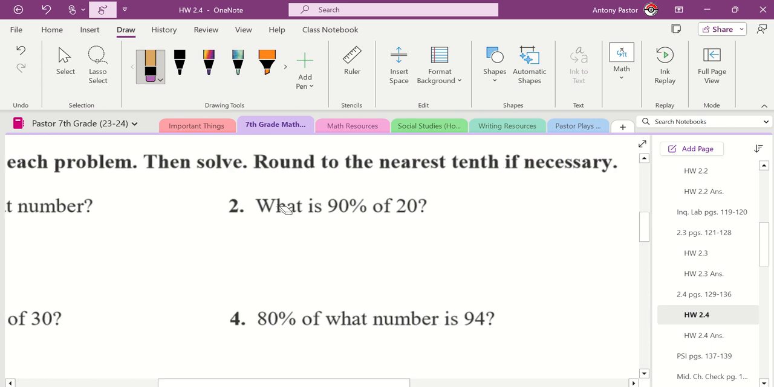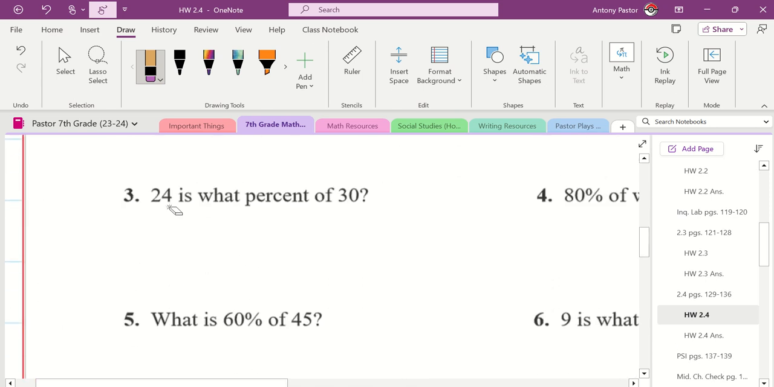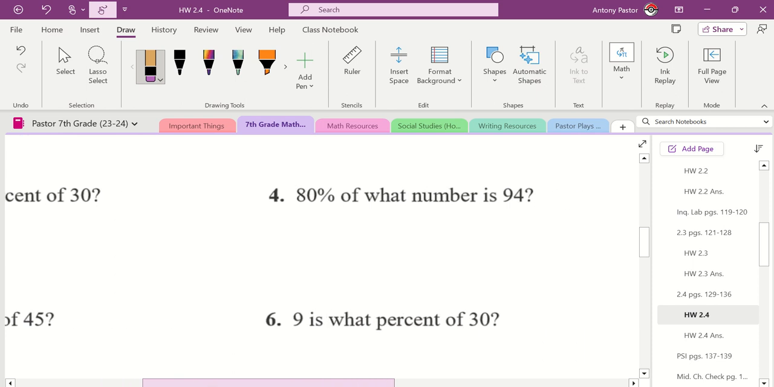For number 2, what is 90% of 20? Again, 90 is our percent. Of 20, 20 would be our whole, so part equals 0.9 times 20. 24 is what percent of 30? We don't have a percent. Of 30, this would be our whole, and 24 would be our part. 24 equals n times 30. And then you'd solve from there.